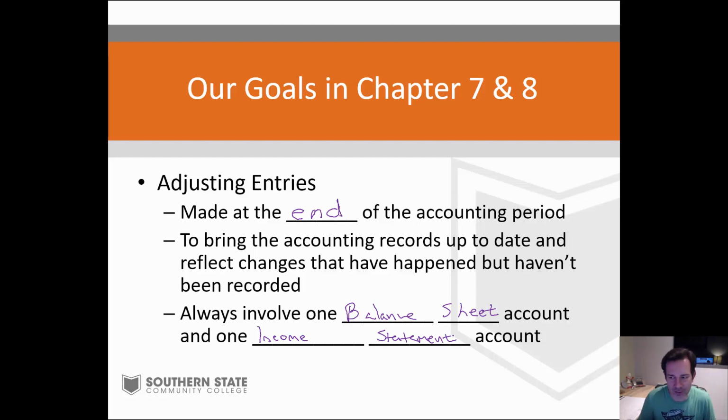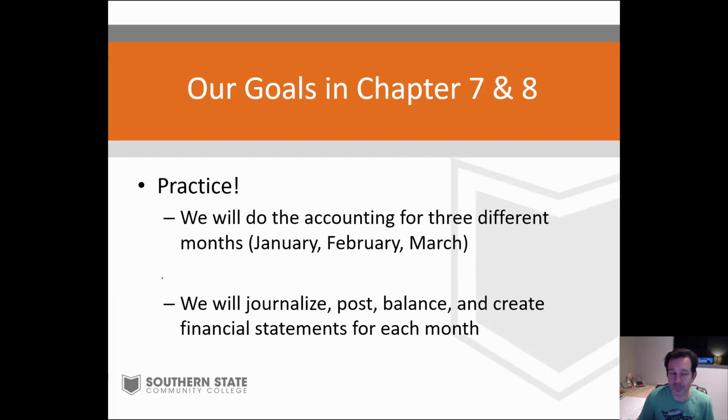You'll get so sick of hearing me say it, but you'll learn it. So it's all part of the method to the madness here. We'll also practice a whole lot. We're going to do the accounting for 3 entire accounting periods, January, February, and March. And we're going to journalize, post, balance, and create those financial statements, and it's going to be a flurry of accounting activity in all of those months of examples that we do.